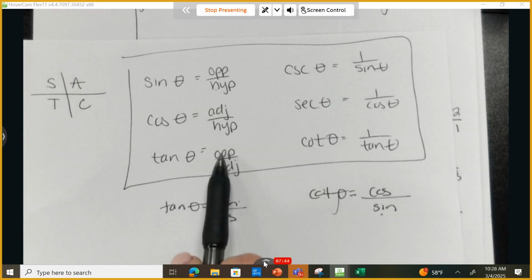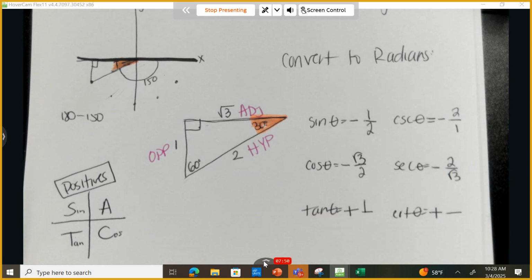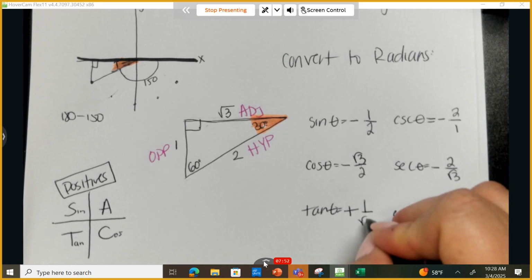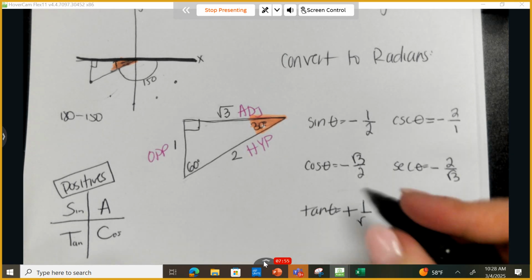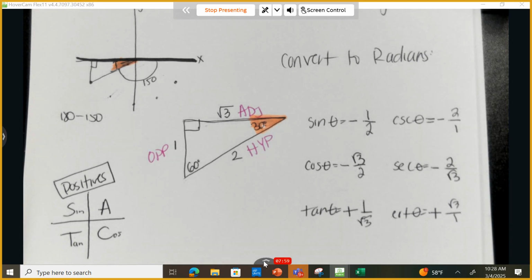Tangent is opposite over adjacent. Okay, here's opposite, so that's a 1. And then adjacent is the square root of 3. And then I'm going to flip it. So square root of 3 over 1. Okay, you ready? I'm going to come back and make them pretty in one second.